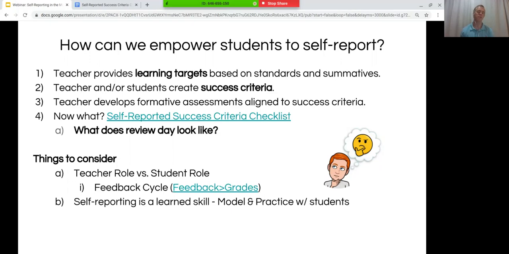Self-reporting grades is a learned skill. You have to model and practice this with students. You have to give them the time. I think as teachers, we avoid doing certain things because we just don't feel like we have enough time, all right? And my pushback is always, I'll pick on Algebra 2.